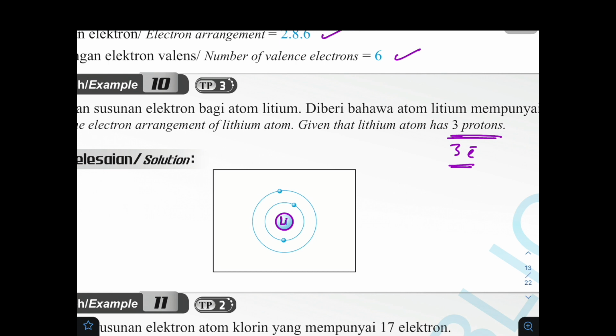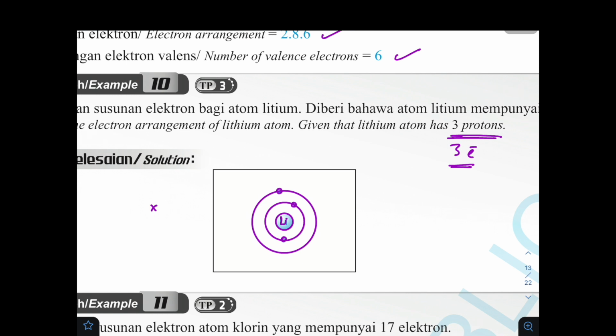So mula-mula kita start dengan symbol of element which is Li. Kemudian dia punya nucleus. And then buat dia punya first shell. First shell boleh isi maksimum berapa? 2 saja. So 2. Kamu boleh buat bulat macam ni ataupun kamu boleh buat cross macam ni. Cross macam ni pun boleh juga sebagai elektron ya. Alright. And then the second shell is 1 electron. 1 electron here.